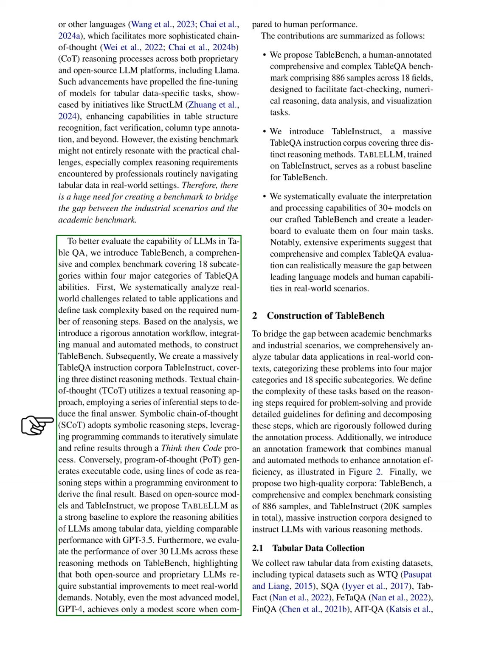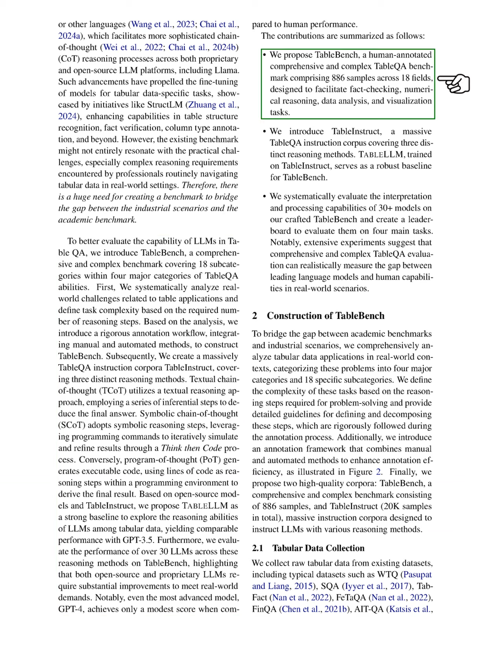We evaluate over 30 LLMs on TableBench, revealing that both open-source and proprietary models need significant improvements to meet real-world needs. Even the most advanced model, GPT-4, only scores modestly compared to human performance. In summary, we present TableBench, a human-annotated benchmark with 886 samples across 18 fields, aimed at facilitating tasks like fact-checking and numerical reasoning.